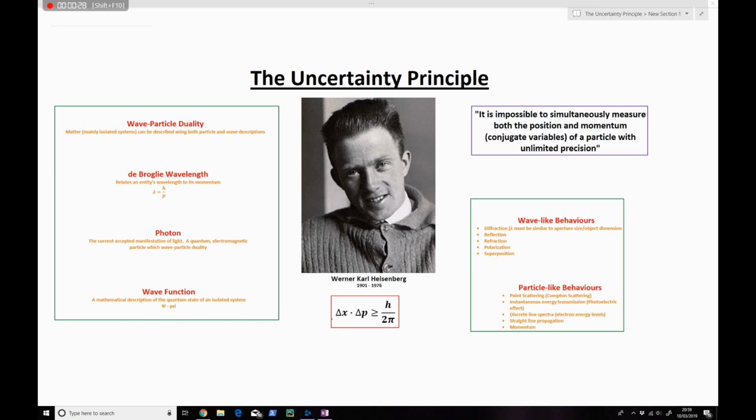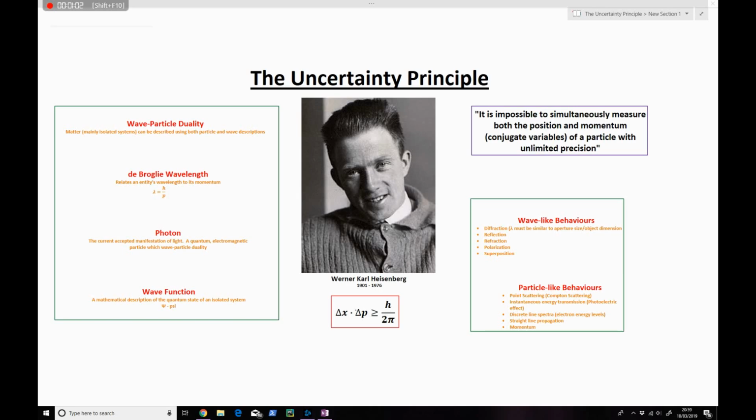that it is impossible to simultaneously measure both the position and momentum, which are conjugate variables, of a particle with unlimited precision. Okay, so the uncertainty principle as a mathematical expression is boxed in red here. That is the change, the uncertainty in a particle's position multiplied by the uncertainty in a particle's momentum has to be more than or equal to this very tiny number.